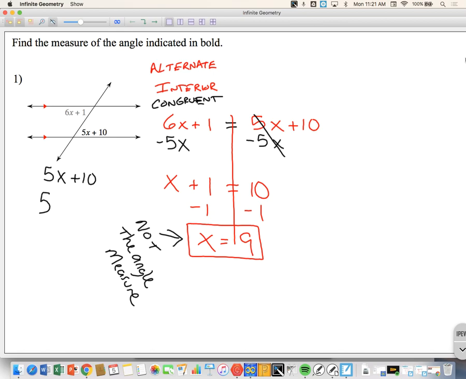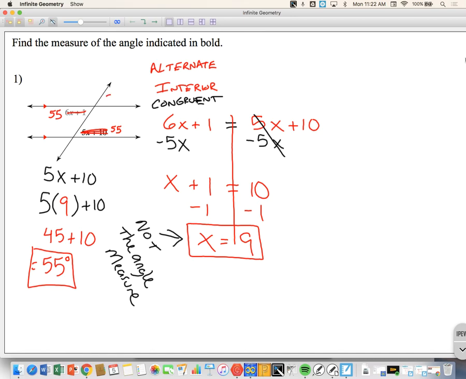So I have 5 times x plus 10, and I'm going to replace the x with 9. This leaves me with 45 plus 10, which equals 55. This here is the angle measure, the degree measure for our angle. So let's go up top in our diagram and replace that angle with 55. The alternate interior angle to that, 6x plus 1, is also 55, because they're congruent, they have the same measure.